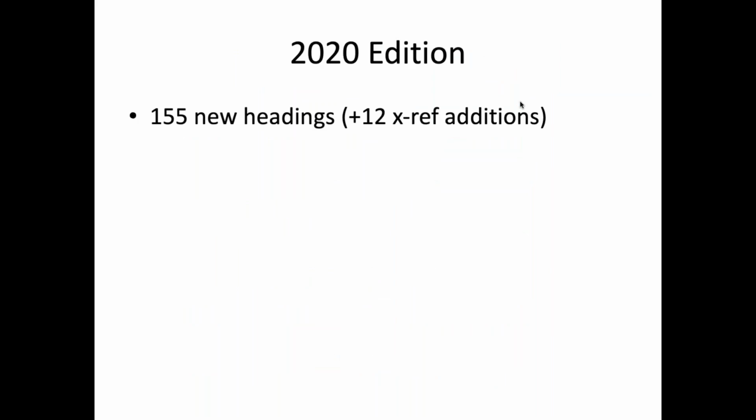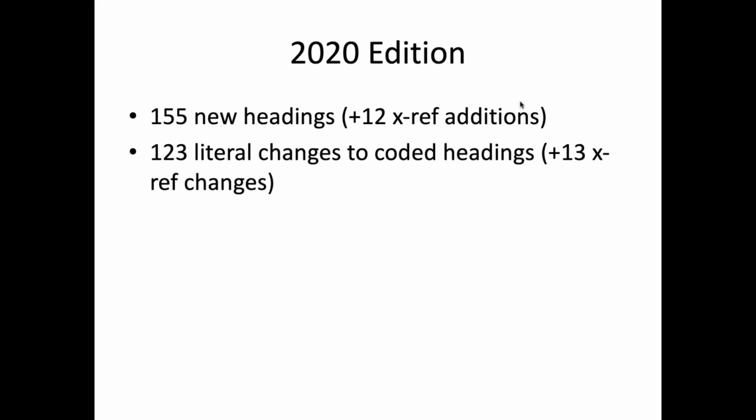So for the 2020 edition, we have 155 new headings. In addition, we have 12 cross-reference additions. We have 123 literal changes to coded headings. And in addition, we made 13 cross-reference changes. And luckily, we only had 2 inactivations and deleted 3 cross-references. You don't have to do anything when we change or delete cross-references. Those are to help you. So you probably don't store them in your database.